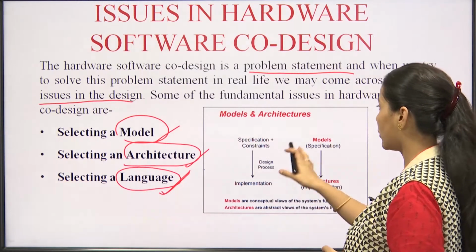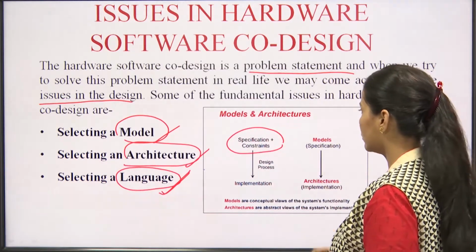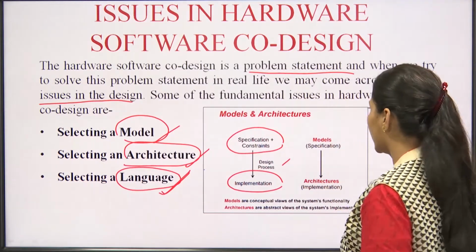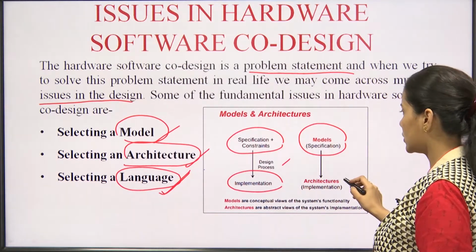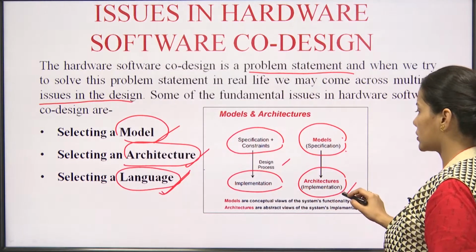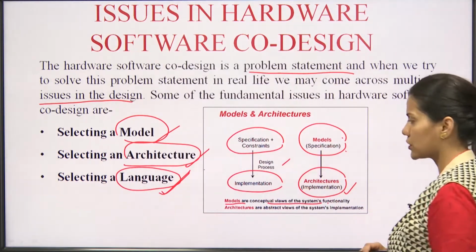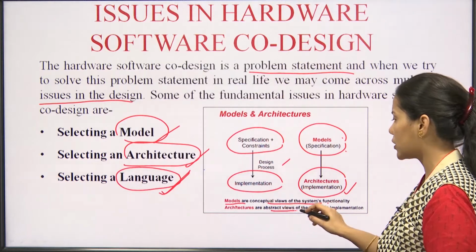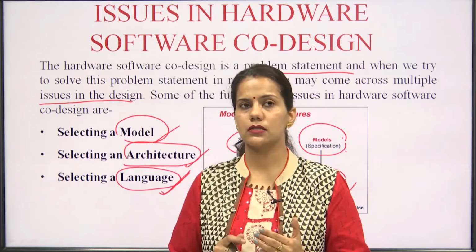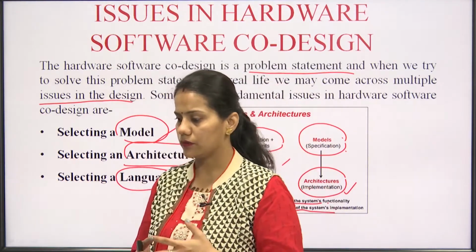When we talk about the models and architectures, specification and the constraints together lead to implementation. This is part of the design process. The models are the specification part and the architectures are the implementation part. Models are the conceptual views of the system's functionality, and architectures are the abstract views of the system's implementation. Whatever we do in modeling is implemented as hardware, and that is known as the architecture.